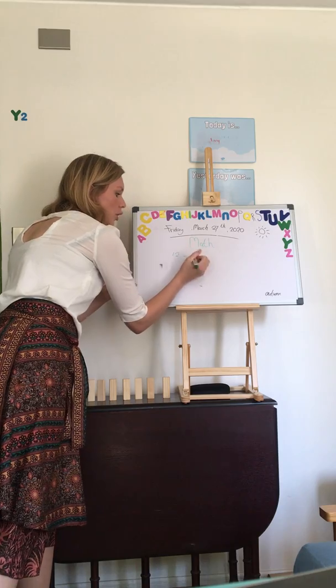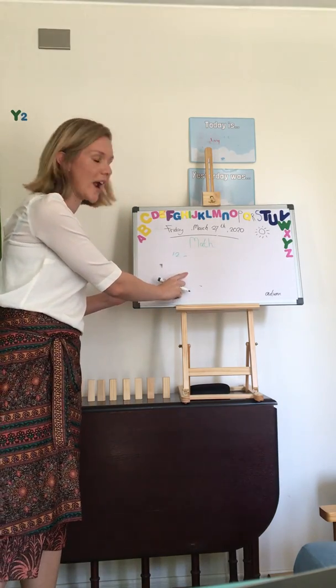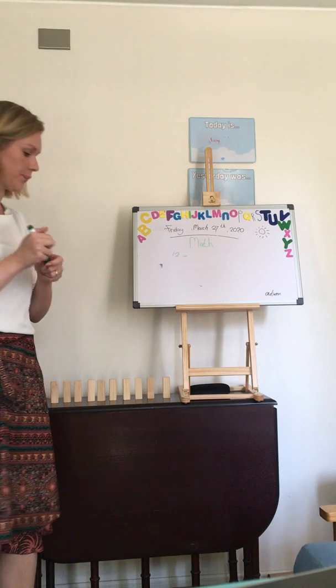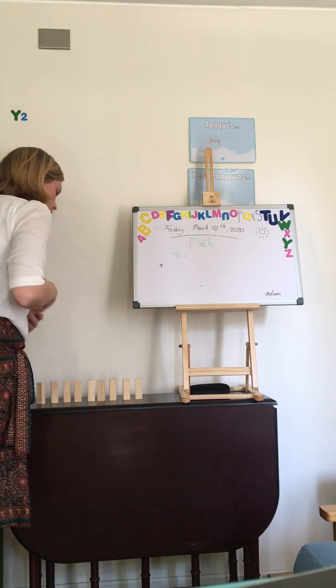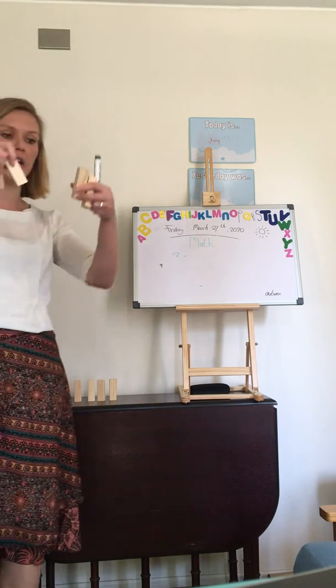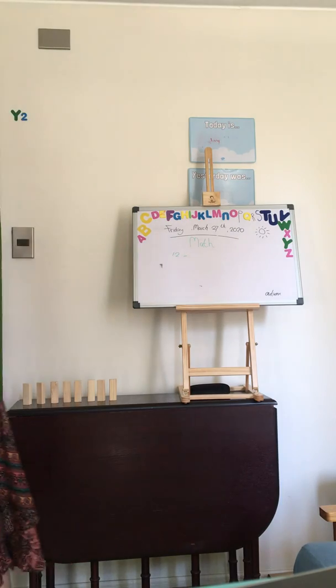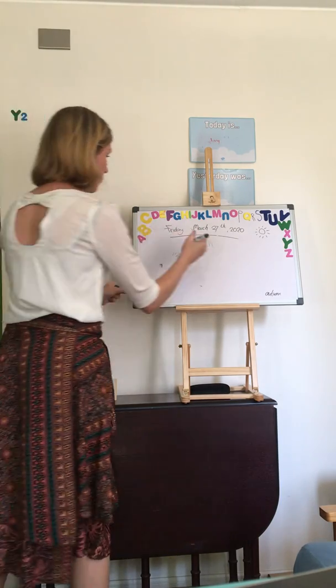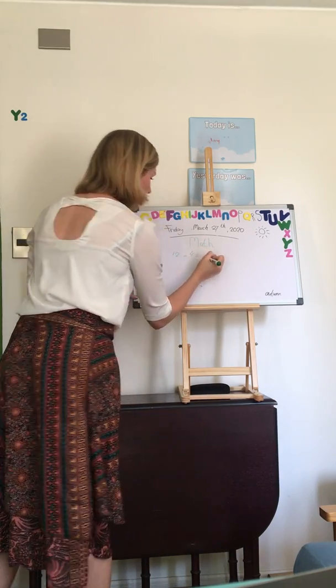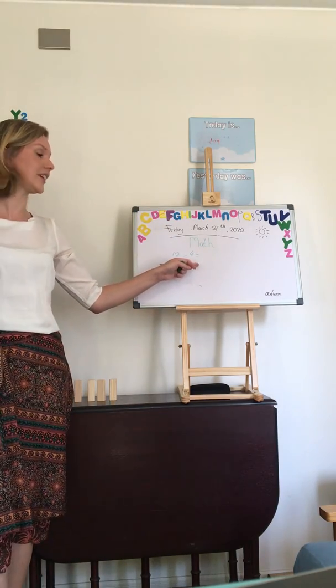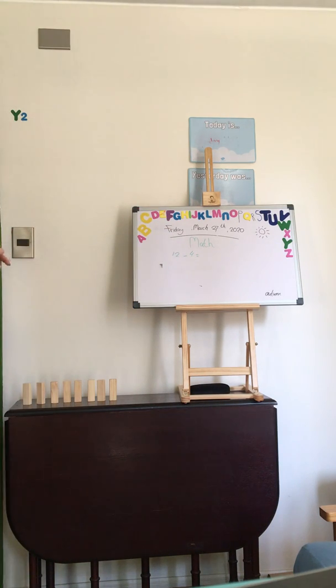12. I'm going to subtract. So I'm going to take something away. I'm going to take 4 blocks away. Bye bye. It's going to be 12 minus 4 equals how many? If you had 12 blocks and I take 4 blocks away, how many blocks are left? 1, 2, 3, 4, 5, 6, 7, 8. 8 blocks.